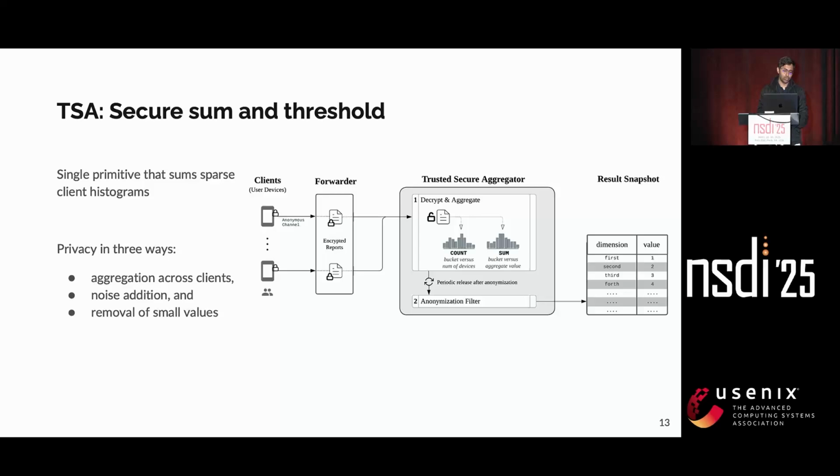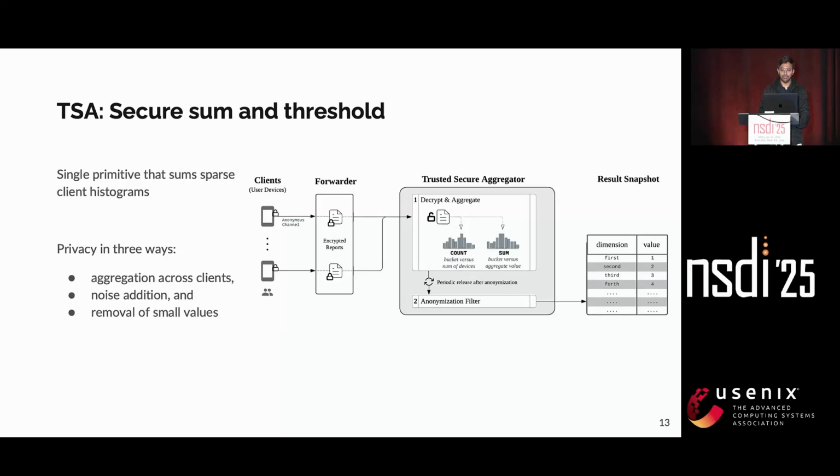Now getting to the trusted secure aggregator part. Here, the role of the trusted aggregator is only one. Its role is to securely sum all of the client reports. Each client sends a sparse histogram. This aggregates all of these sparse histograms and then removes values below a threshold.